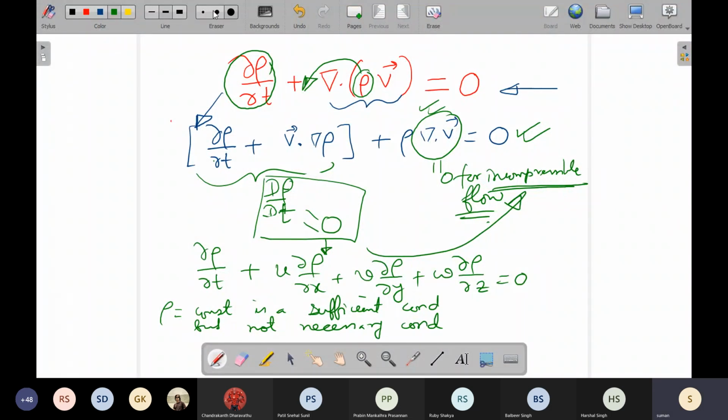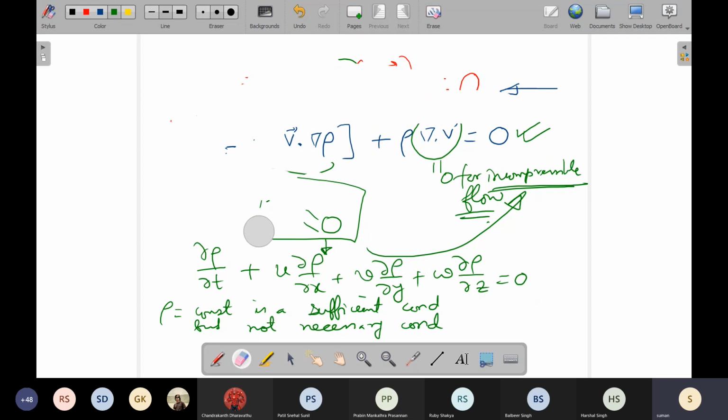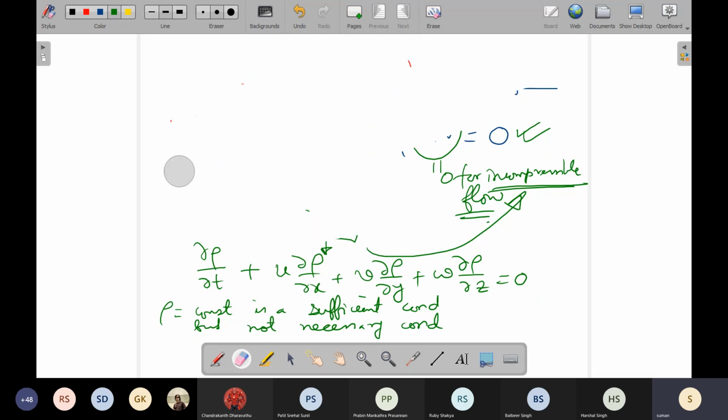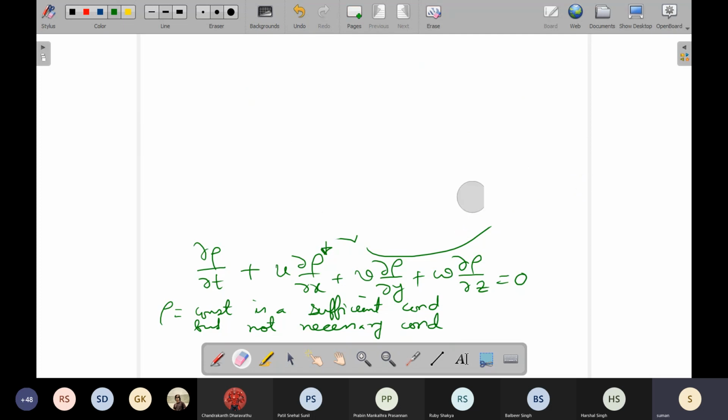So let us take a particular example, a bit mathematical, and then I will try to give you a physical sense of this, that is, why it can happen. That density is not a constant, but still the flow is incompressible. How can it happen? So to do that, let us take an example problem that you have the density is given as k into xy, where k is a constant. So it is given that the flow is two-dimensional and incompressible.